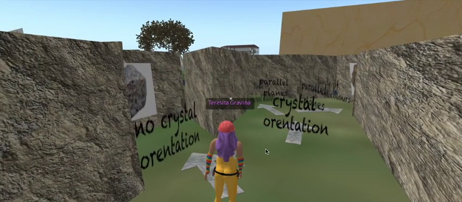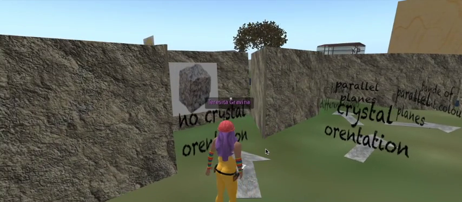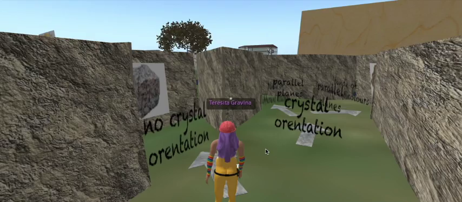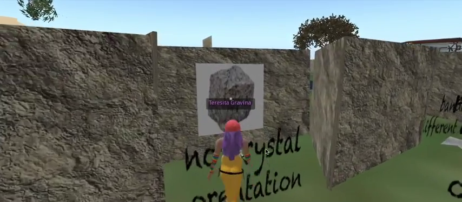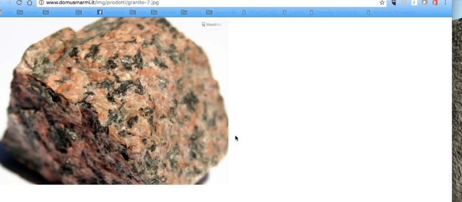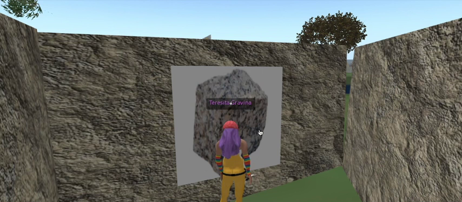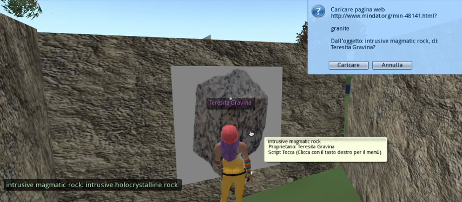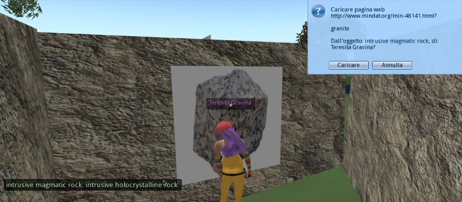Do you recognize crystal orientation or do you not recognize crystal orientation? In my rock I don't have a crystal orientation, so I go there and I find this rock which is very similar to mine, and I decided to understand something else about this rock. And I know that it's an intrusive magmatic rock, holocrystalline, and this could be an answer and a name for my question.